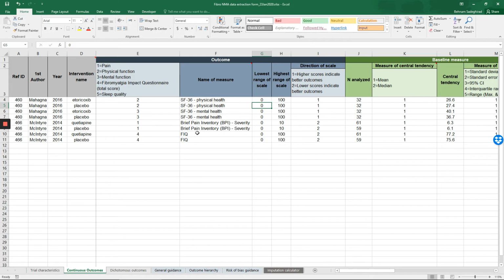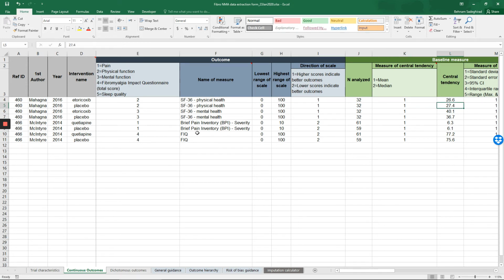Another very important piece of information for the analysis is the range of the scale that is used in this study for assessment of the outcome. Some studies may not report this information in the methods, but provide it underneath the tables that they are reporting. So make sure that you look at the footnotes of the table reporting the results and in the methods at the same time. But if this information is not reported, please do not leave the cells empty.